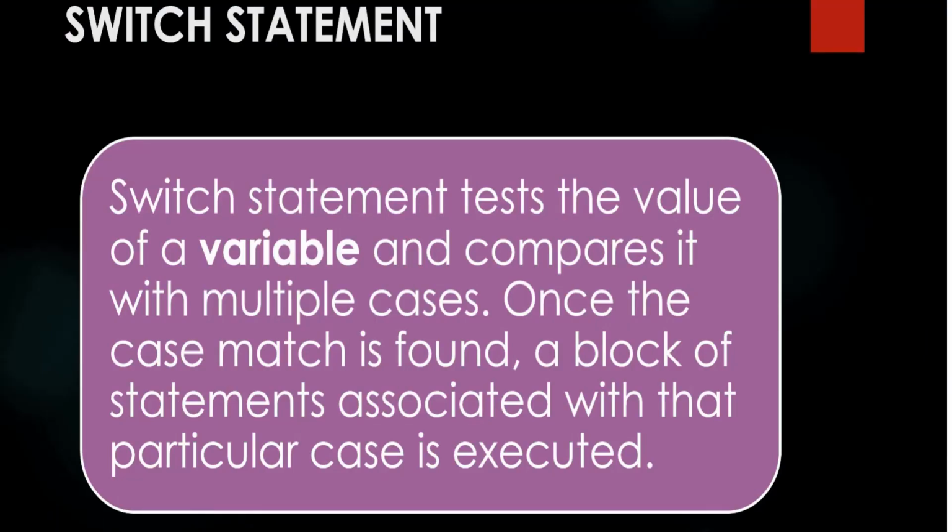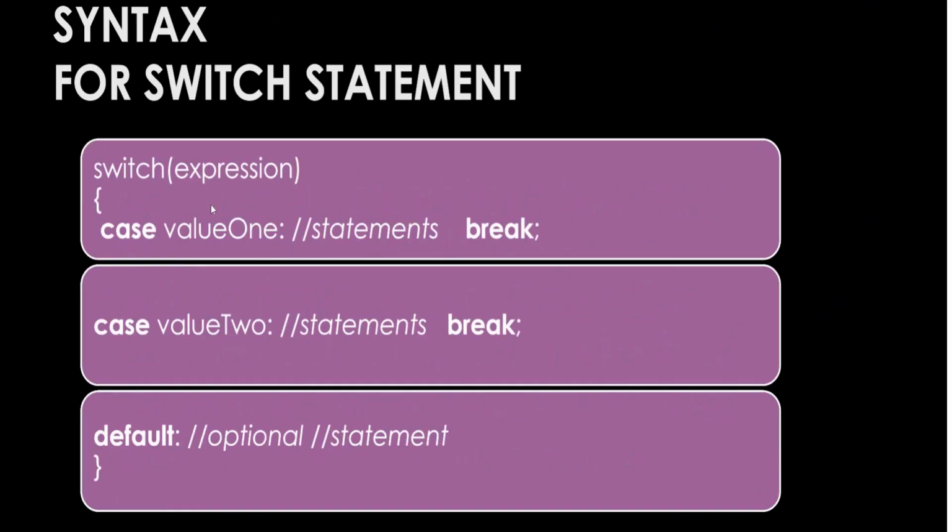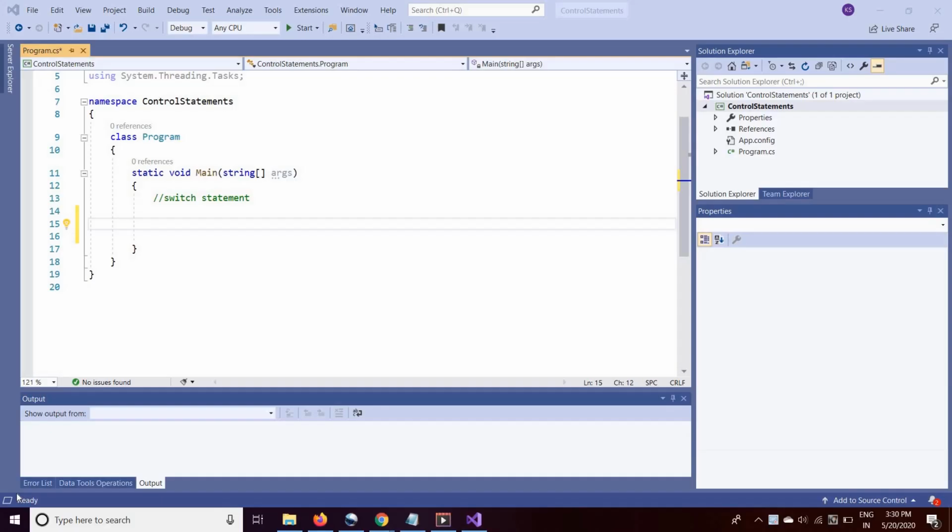A switch statement allows us to check a variable against a list of cases and execute the block associated with that particular case. The switch statement evaluates the expression or the variable and compares its value with the values of each case, and when it finds a matching value, the statements inside the case will be executed. When no case value is matched, then the default statements will be executed.